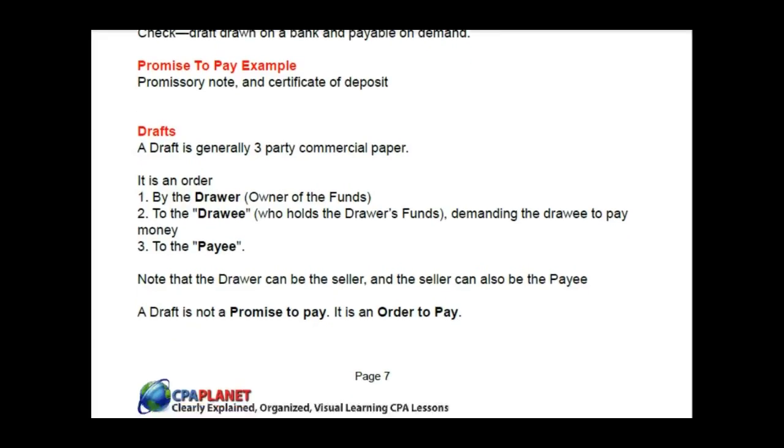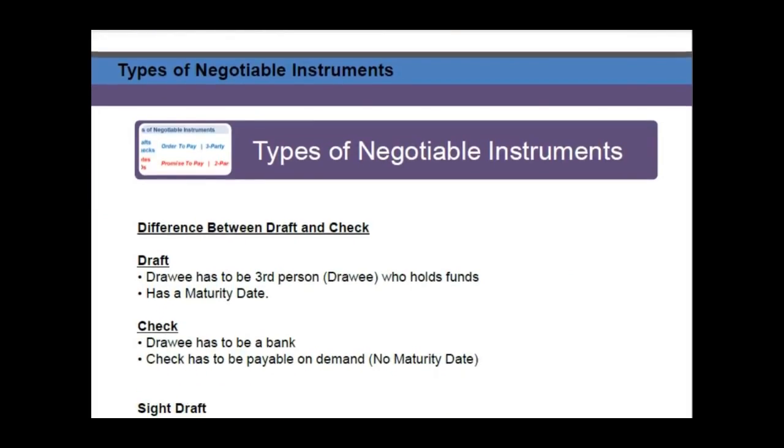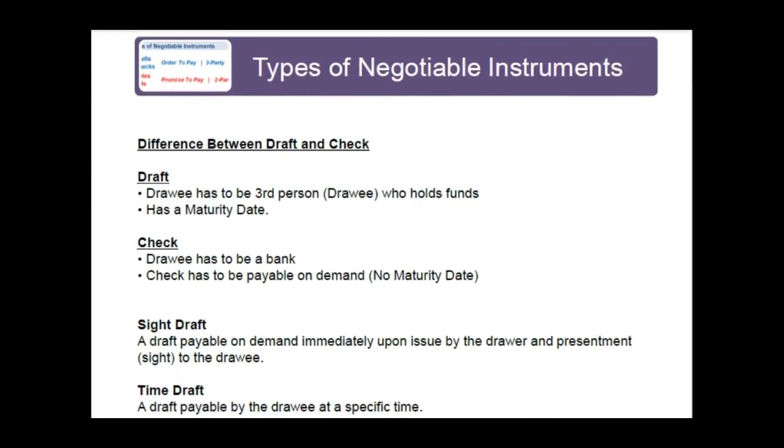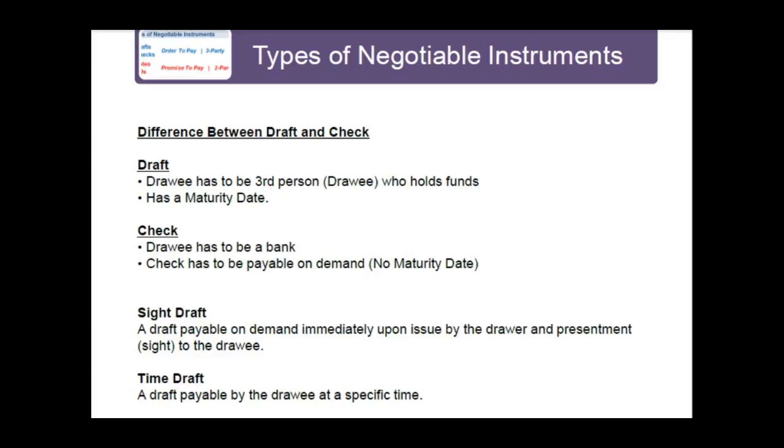So there are some differences between drafts and checks. A drawee has to be a third person who holds the funds, and it has a maturity date. For a check, the drawee has to be a bank, and the check has to be payable on demand with no maturity date. There's a few different types of drafts also. There's a sight draft, which is a draft payable on demand immediately upon the issue by the drawer and presentment to the drawee. A time draft is a draft payable by the drawee at a specific time.